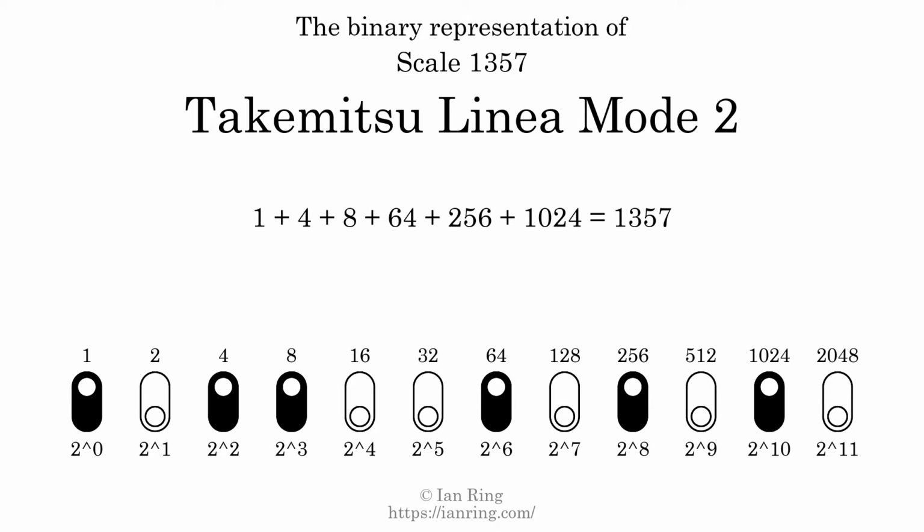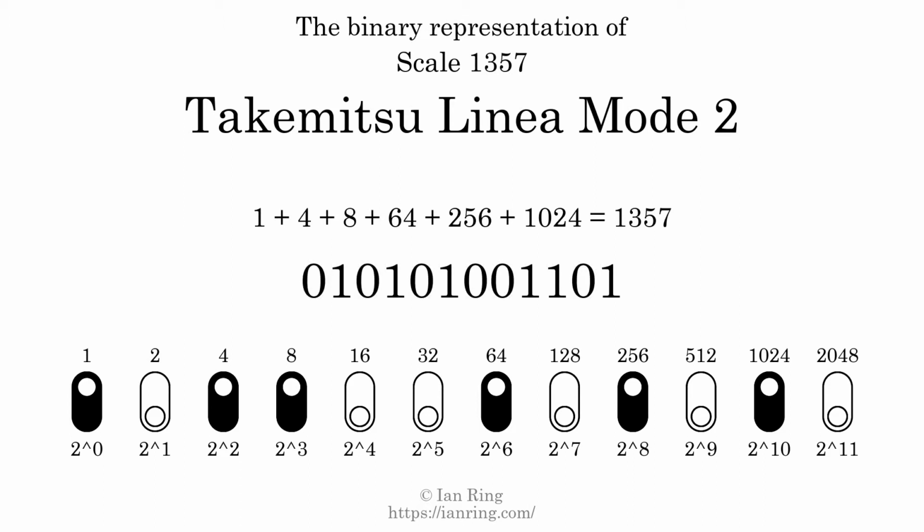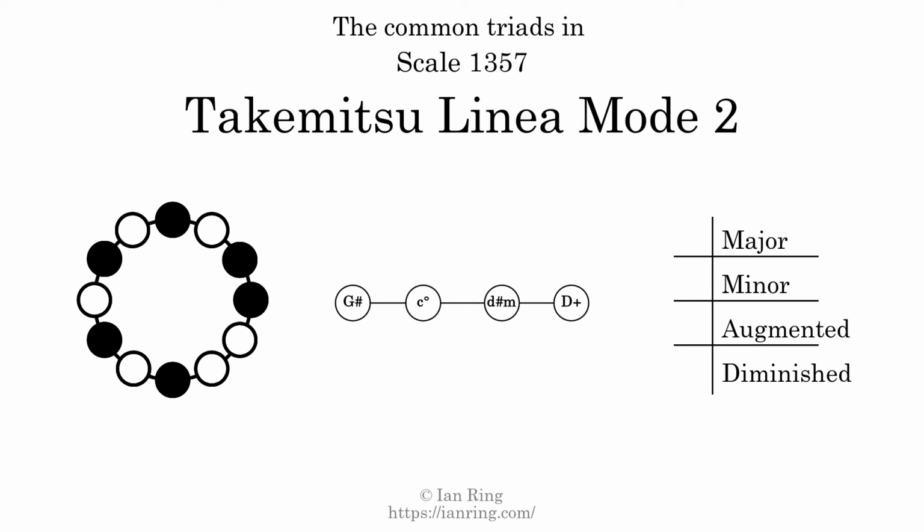The scale number not only enumerates the scale with a unique index, but it also literally describes the tonal content of the scale. Represented as a binary number in base 2, the scale number is 010101001101. Here are the common triads present in this scale.